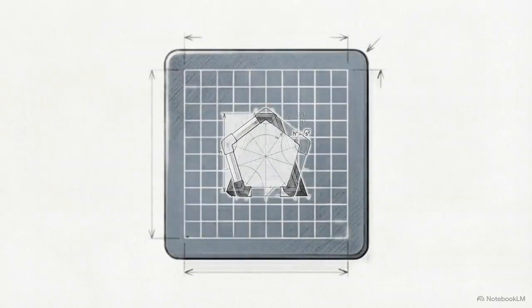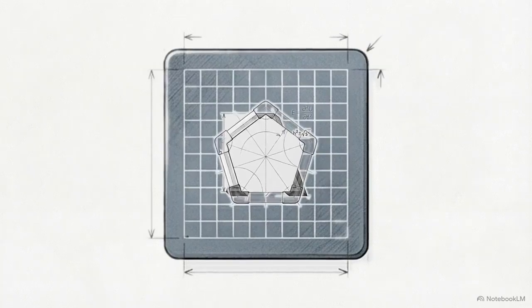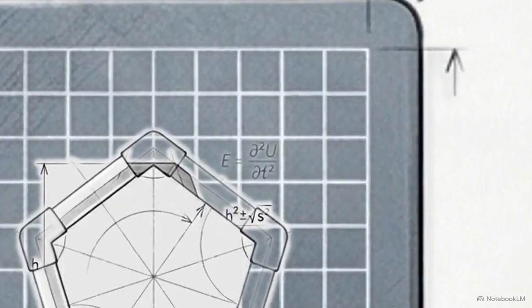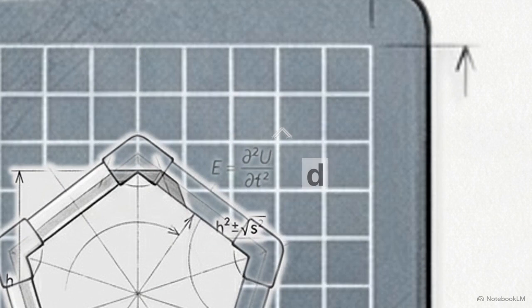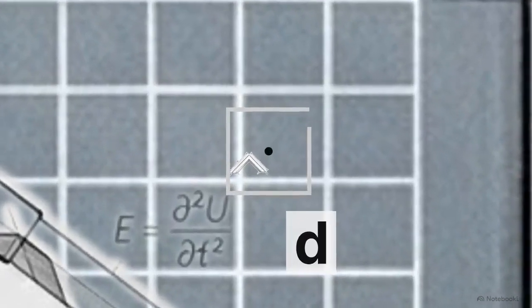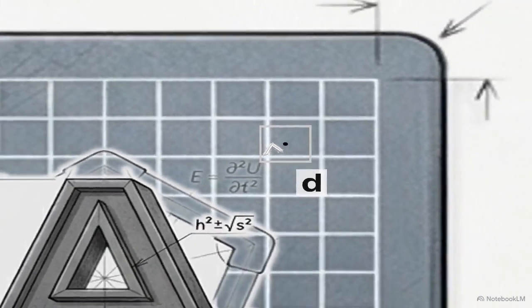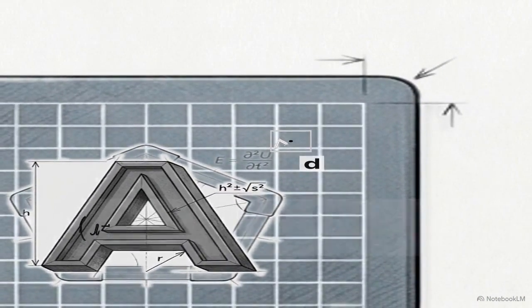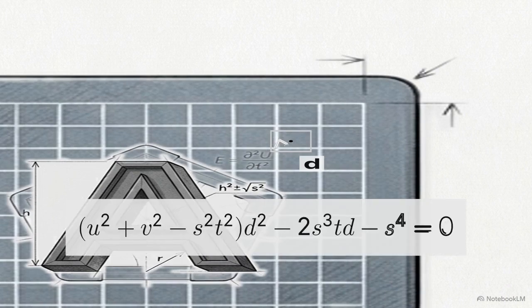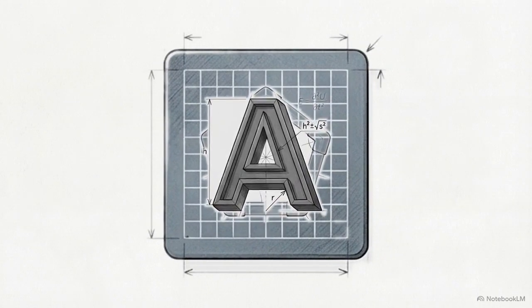In 2019, Lengyel introduced dynamic dilation to automatically expand the bounding polygon around every single letter. By expanding outward to this exact distance d, the system guarantees the rasterizer catches every partially covered pixel, expanding by exactly half a pixel in viewport space. The algorithm passes the vertex through the MVP matrix, calculating exact spatial distortion by solving this quadratic equation: u² + v² − s²t²d² − 2s³td − s⁴ = 0.